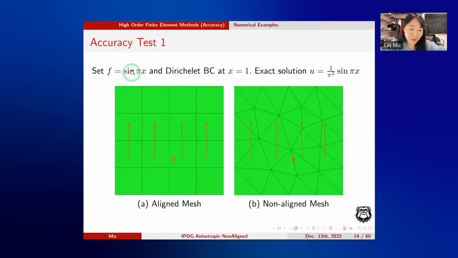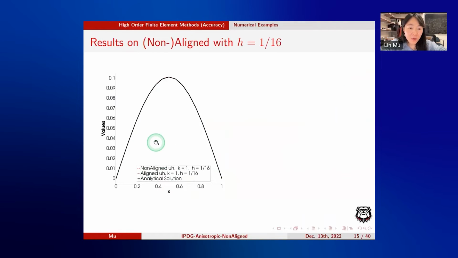Now for this test, we will choose B as a unit vector pointing up. We will test the problem on the aligned mesh, which is shown in the left figure, and the non-aligned mesh, which is shown in the right figure. Now let's vary the value of the anisotropic ratio. For D perpendicular, we'll choose it as 1. For D parallel, we'll choose different values. If D parallel equals 1, we are dealing with the isotropic case.